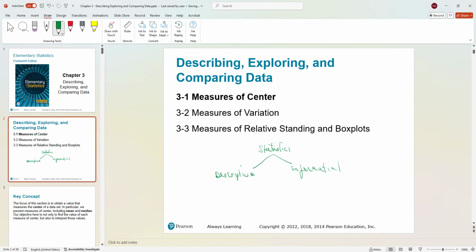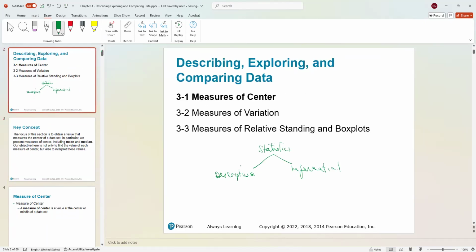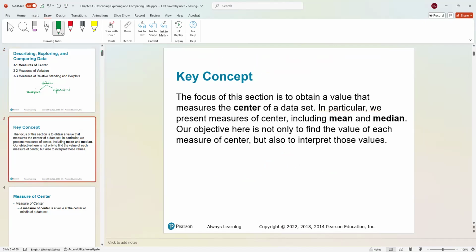But in this particular chapter, let's focus on measures of center. In this section, we will develop the ability to measure the center of data by finding the mean, median, mode, and mid-range. We will determine whether an outlier has a substantial effect on the mean and median. And later we'll talk about measures of variation and measures of position.